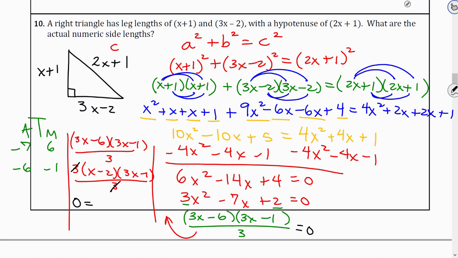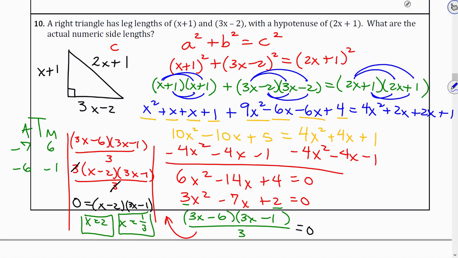0 is equal to x minus 2 and 3x minus 1. If I put each of these factors equal to 0 and use the zero product property, then I have x is equal to 2 and x is equal to, now this one, if you add 1 and divide by 3, you get 1/3.